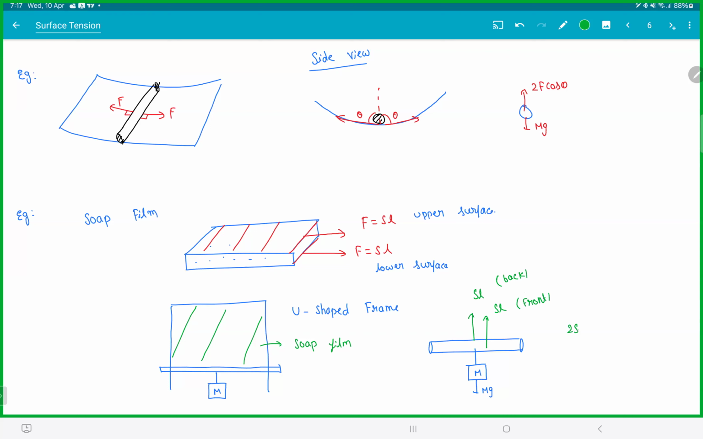So basically, it is acting like a membrane. 2SL is equal to mg. How do I show this to you? Where is this? Think of it like this. I'll show you how. There is one thing. Think of it like this. See, suppose you can... why is my screen blurry?